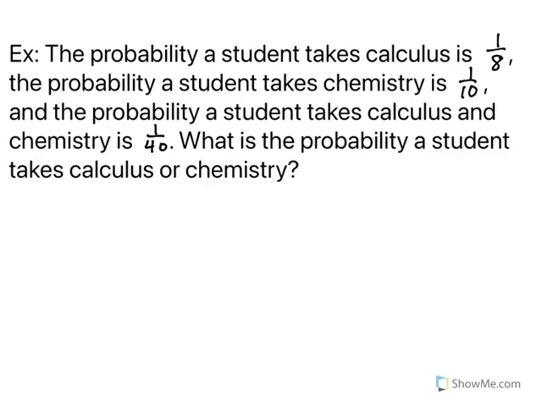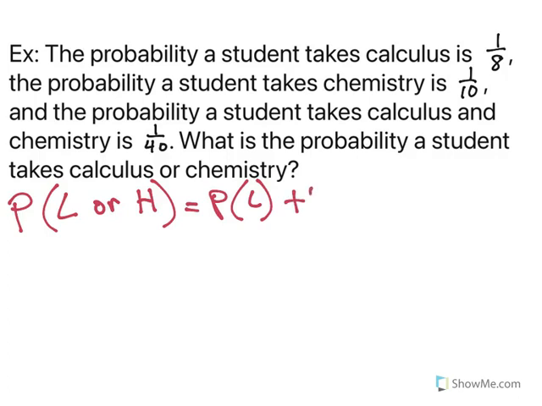The probability a student takes calculus is 1/8. The probability a student takes chemistry is 1/10. And the probability a student takes calculus and chemistry is 1/40. What is the probability a student takes calculus or chemistry? Okay, so the probability of calculus or chemistry means we have the probability of calculus plus the probability of chemistry minus the probability of calculus and chemistry.